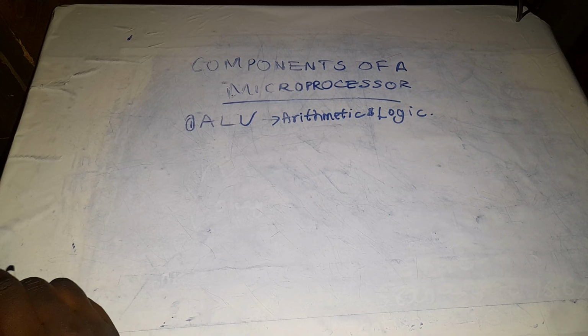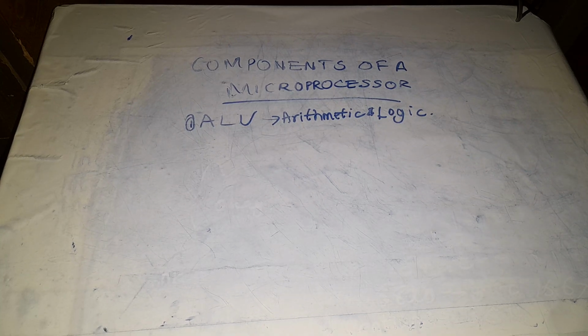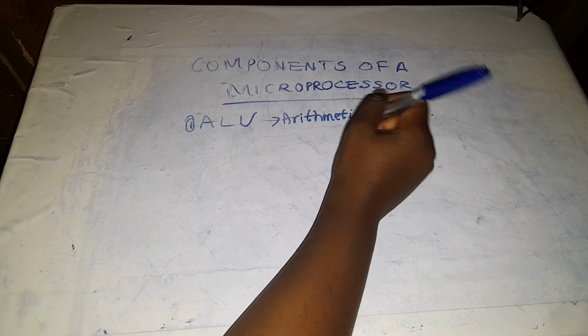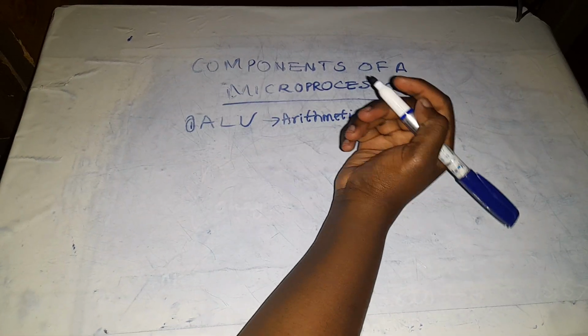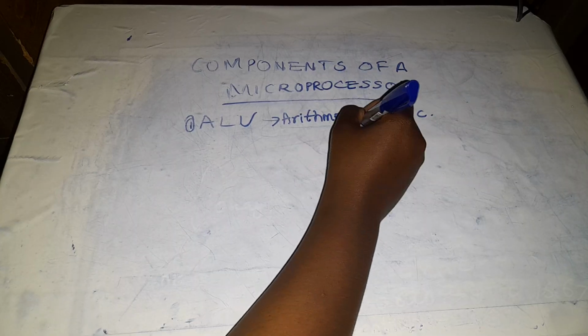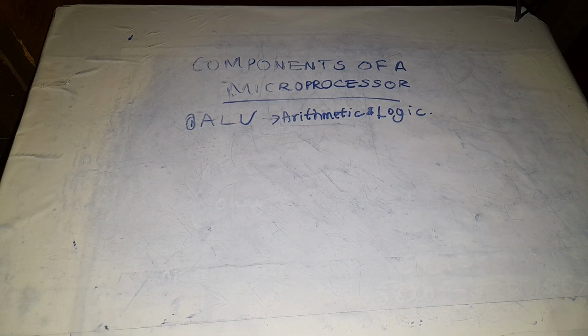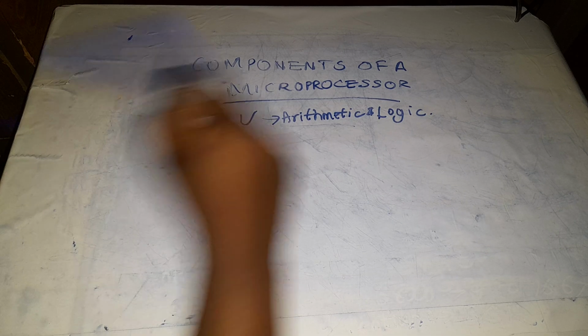So we proceed to the components of a microprocessor. A microprocessor has the ALU, the arithmetic and logic unit, which performs arithmetic and logic functions. When you talk about arithmetic, we are talking about things like addition, subtraction.